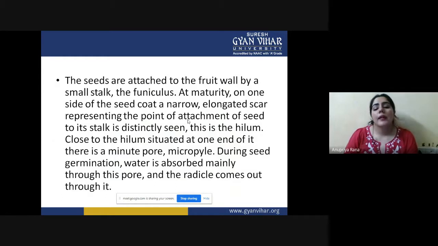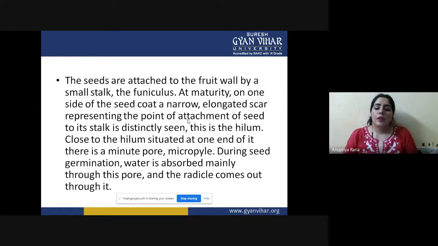Now, close to the hilum, situated at one end, there is a minute pore that is called the micropyle. We already studied the micropyle in the ovule structure. This is the end where the pollen tube enters, releasing the male gametes, and where the embryo will form.